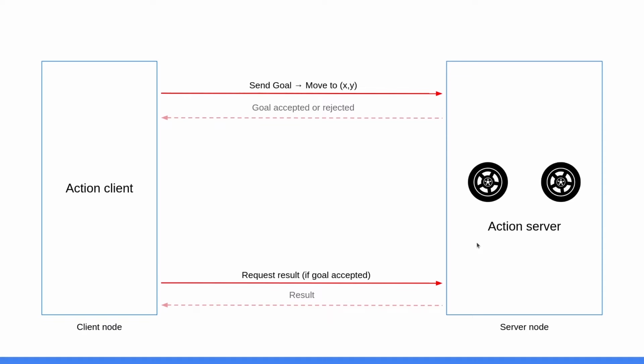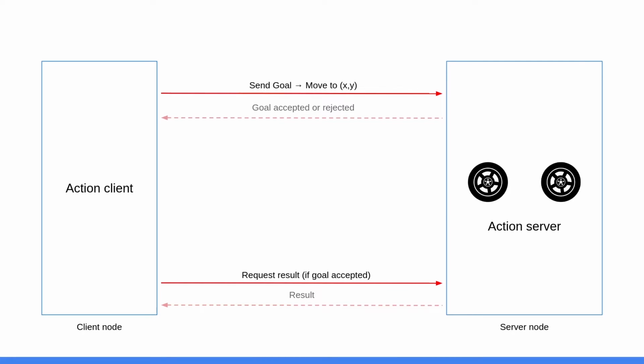In the meantime, the server will execute the goal, and at the end, it will send the result of the action to the client with this request here. And so this is the minimum functionality that you have for a server. Okay, you're sending a goal, and then you have a request for the result.